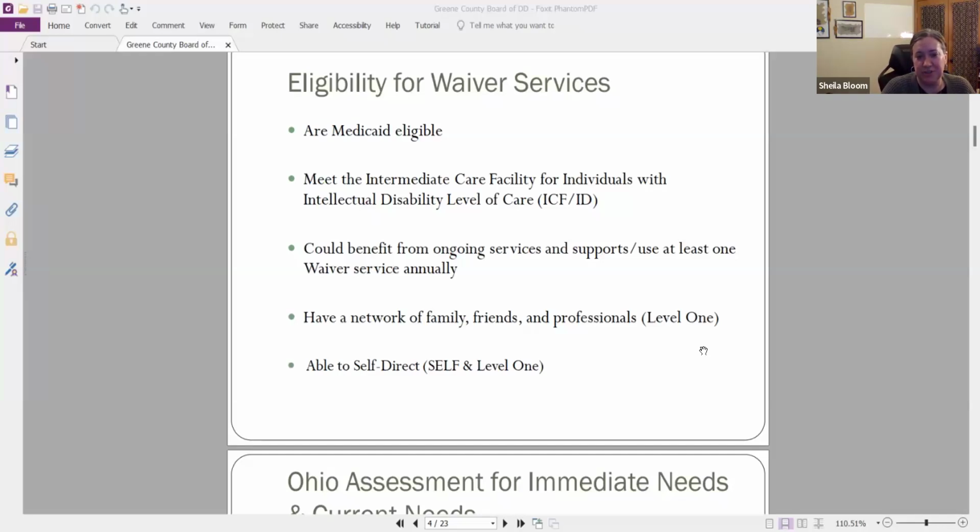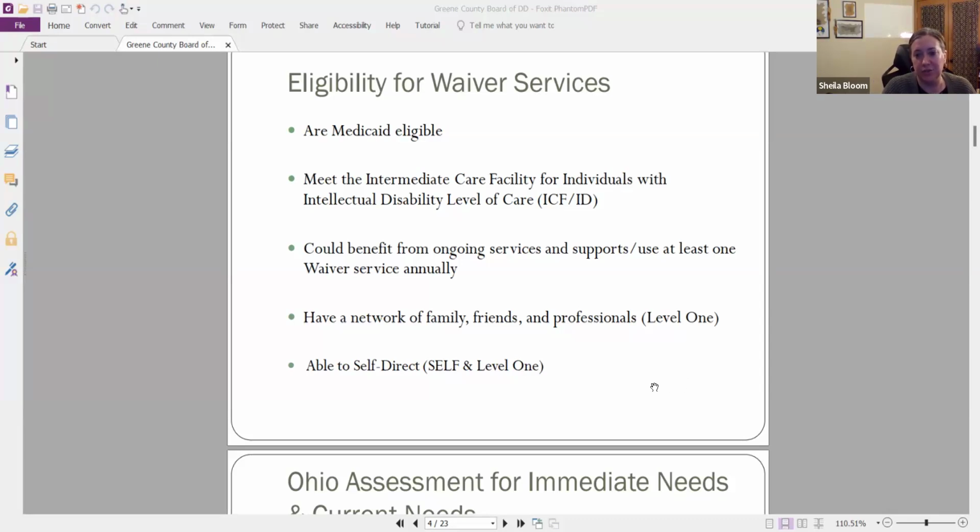Self-waiver was originally designed for folks who could direct some of their services on their own. So this may be choosing who to hire to work with them, what kind of services they wanted, if there were specific items that an individual felt would benefit them and help them to increase their independence. This is kind of where that self-waiver was originally designed. It's a little bit more flexible in some of the services that you can receive, in that they don't necessarily have to be provided by a Medicaid approved or DODD certified provider.